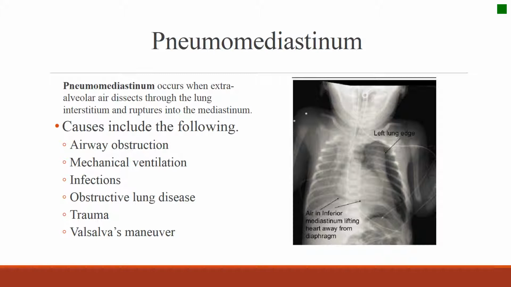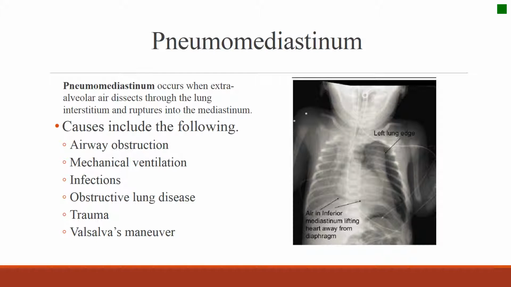Pneumomediastinum, this is something we do not see in adults, or rarely. It occurs when extra-alveolar air dissects through the lung and then ruptures into the mediastinum. So if you see on the picture to your right, there is a pneumothorax on the left, and then the arrows around the heart, you can see a dark line kind of around the heart. That is air in the mediastinum, and it's lifting the heart away from the diaphragm.